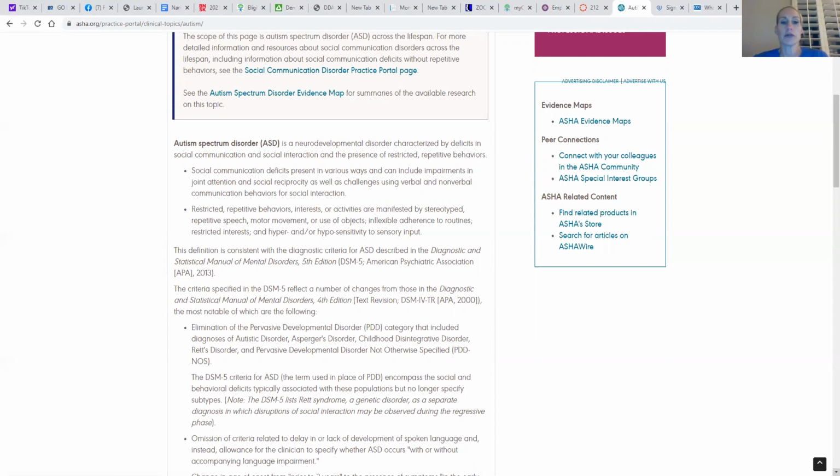So some other things too: Rett disorder, childhood disintegrative disorder, pervasive developmental disorder, not otherwise specified, those kind of went away. So you won't see it. You might see those terminologies on older reports if you're reviewing a file or you're working with a young adult. They may have had one of those labels. And really what I want to say is that Rett syndrome, and that's pretty severe. It's a genetic disorder and it's a separate diagnosis. So if you see Rett syndrome, you'll probably see Rett syndrome autism, but really Rett syndrome is an actual genetic disorder. So it's pretty intense.